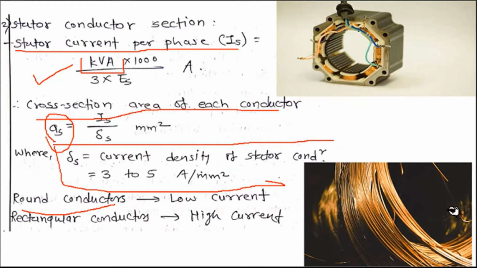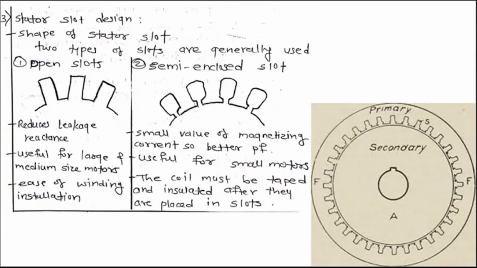Here the practical conductors are shown. As we know the cross section area, round cross section conductors are selected if your current requirement is low, and rectangular conductors are selected if your current requirement is higher. The conductors shown here are round conductors, which means the current range is low, but for higher current range we go for rectangular conductors.